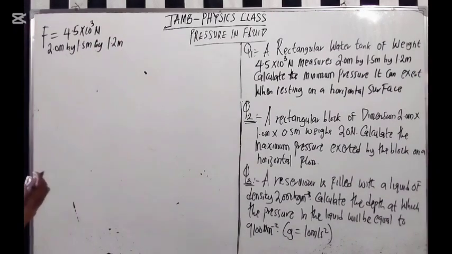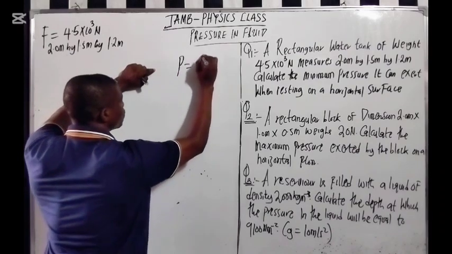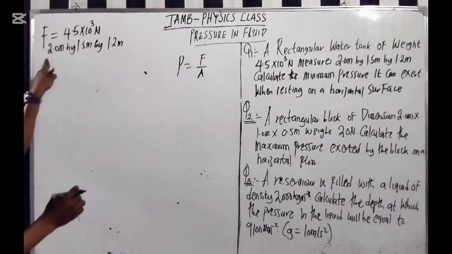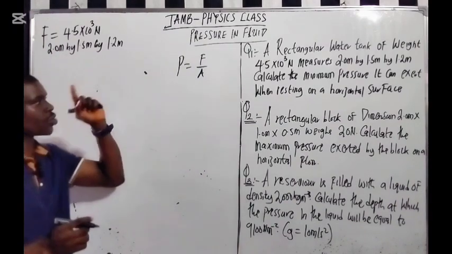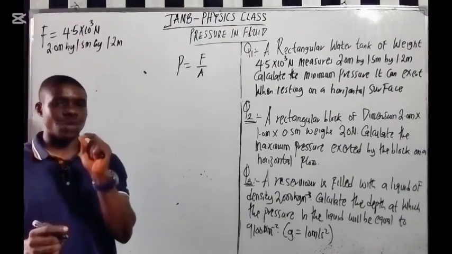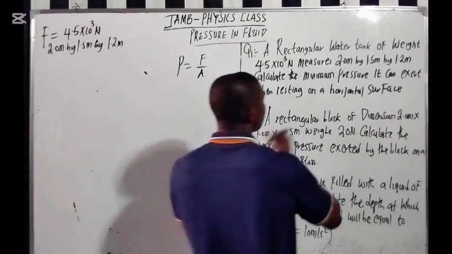Look at something here. To calculate pressure is very easy. Pressure equals to what? Force over what? Area, right? Also given to me is my volume. So how do you get the area? That is the question you need to ask yourself. Now to get the area, we need to look at the statement here. Calculate the minimum pressure.